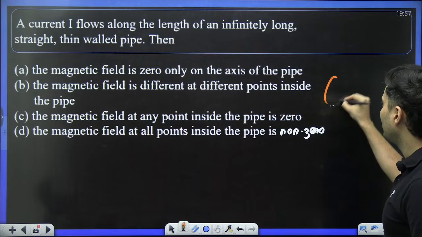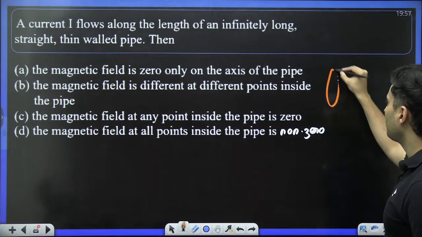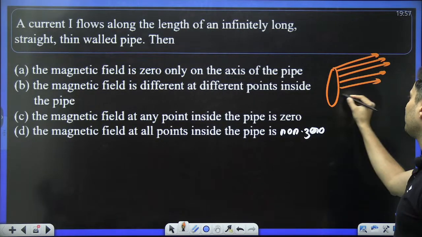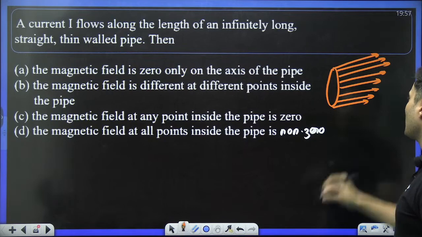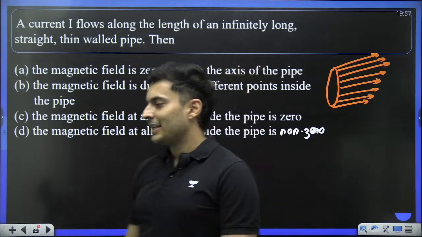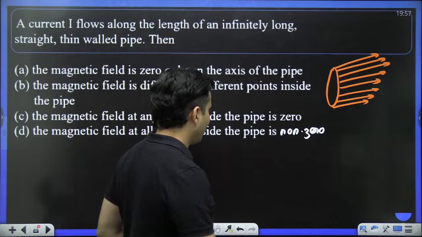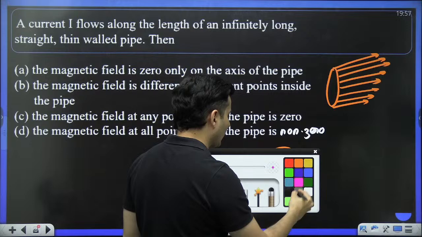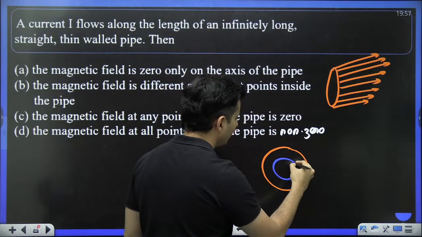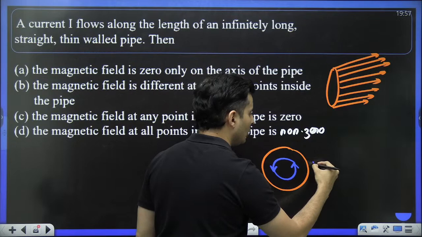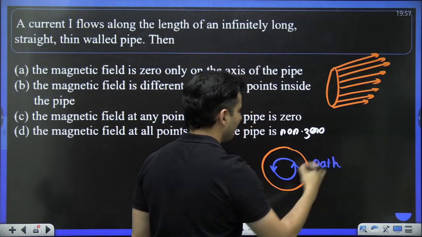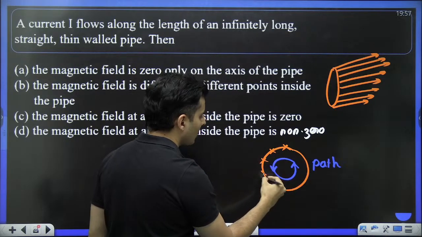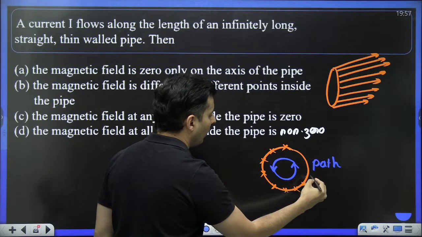There is a pipe. Just imagine this is the pipe. It is carrying currents like this. The question is, what is the magnetic field inside that particular pipe? If you take any point inside the pipe and draw an Amperian loop, a closed path, remember, the currents are only over here. The currents are only on the thin-walled pipe.